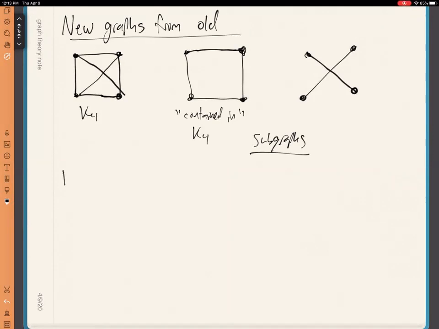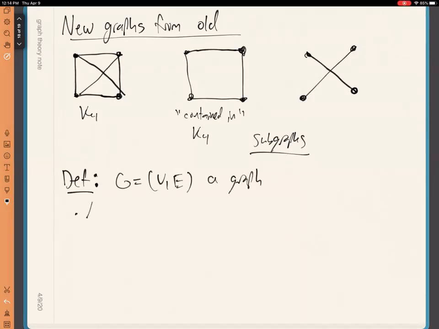And so what's the definition? We don't want to just keep using intuitive notions. You want everything to be defined very, very precisely. So let's suppose I have a graph G.